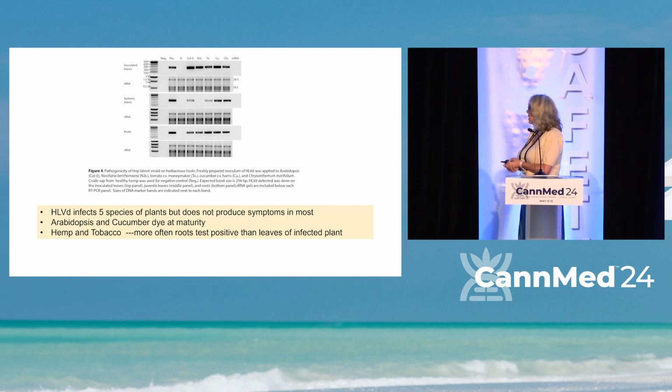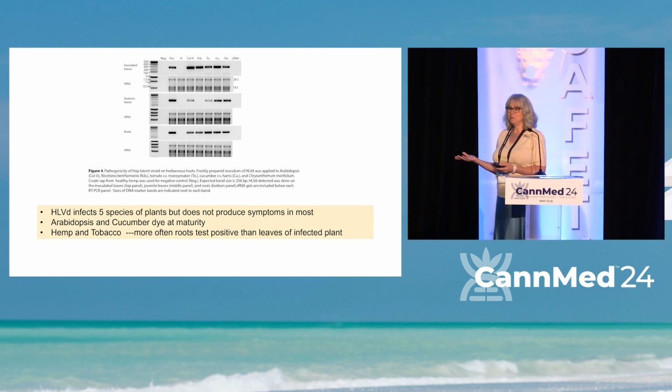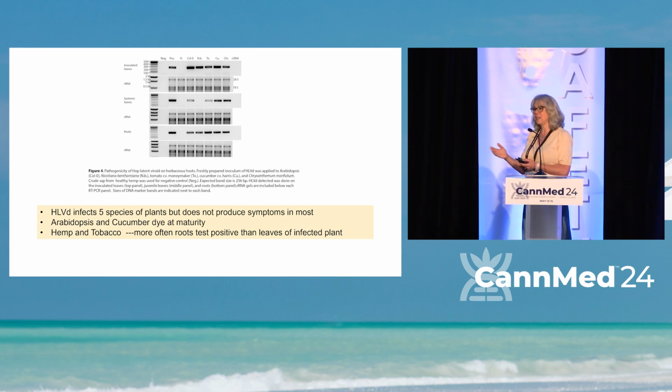We found in our studies that Arabidopsis plants, which is a model genetic system, was one of the first major plant genomes to be sequenced, and it is a model like Drosophila is a model for human genetics, mammalian genetics, C. elegans. Arabidopsis is our plant model genetic system that's used globally for dissecting genetics. And we found it's highly susceptible to latent viroid, which is exciting because it's the only viroid that is known to infect Arabidopsis. And it also infects cucumber, and we found that those plants die at maturity.